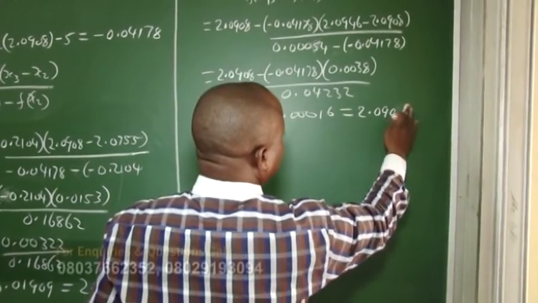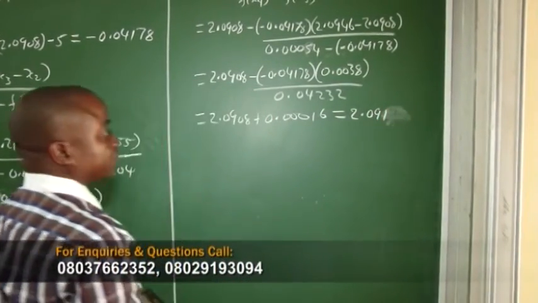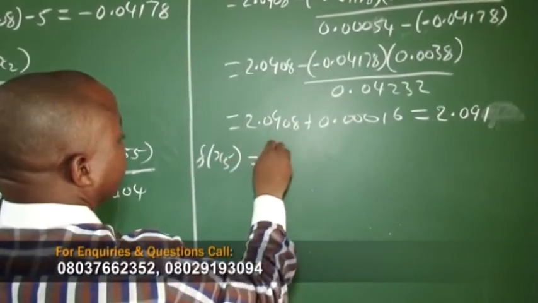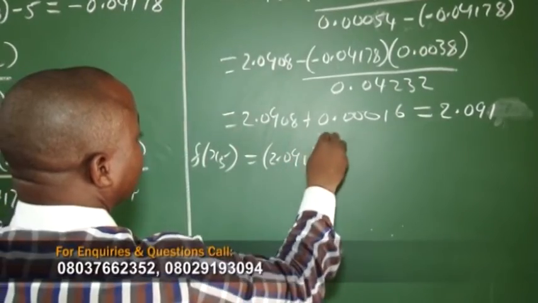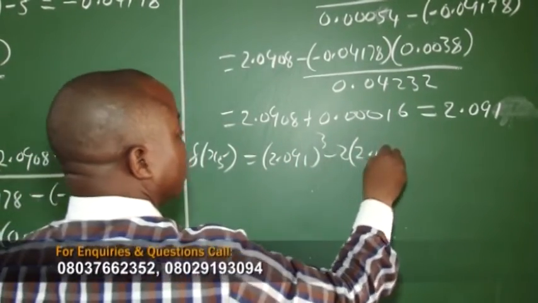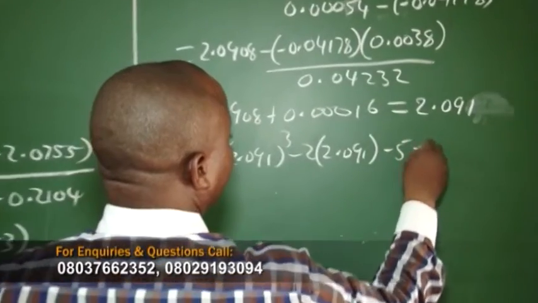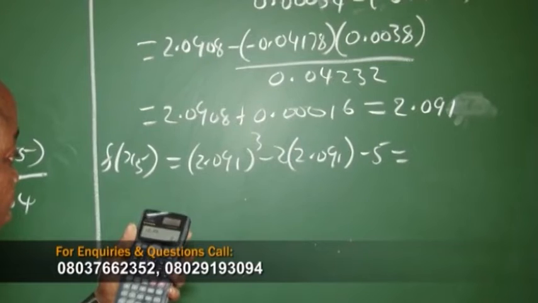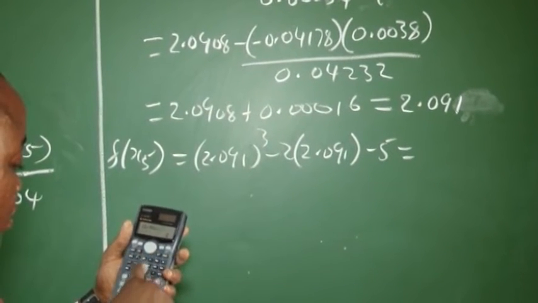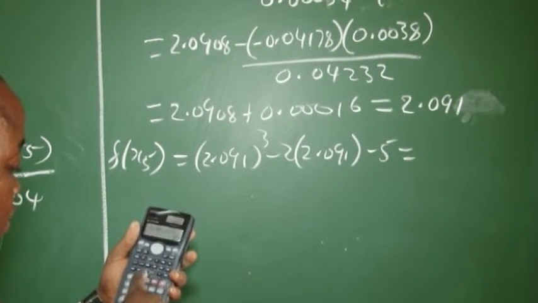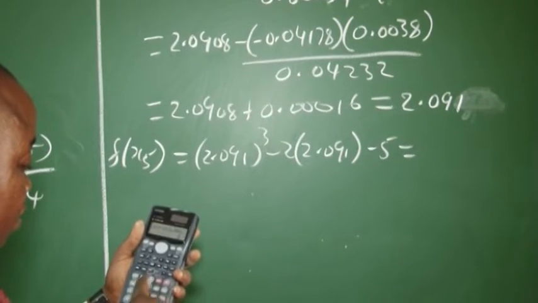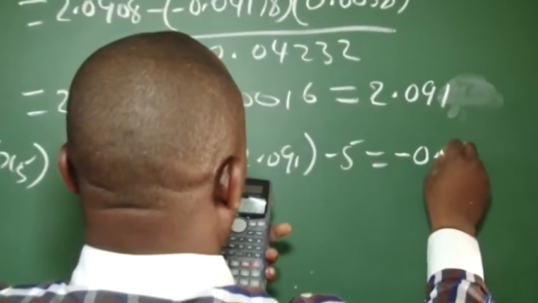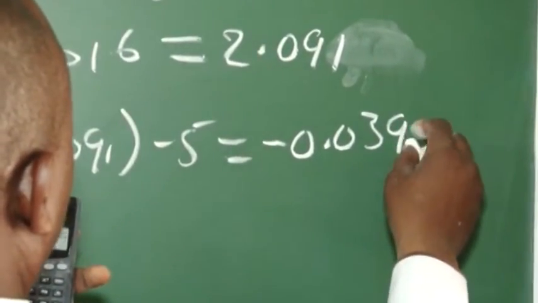Okay, of course we were asked to correct to 3 decimal places, so I think we can correct this to be 2.091, so that we start the computation there, to make it easier. Now we have 2.091 cubed minus 2 times 2.091 minus 5. We do that, we have 2.091 cubed minus 2 times 2.091 minus 5. This gives us minus 0.0396.